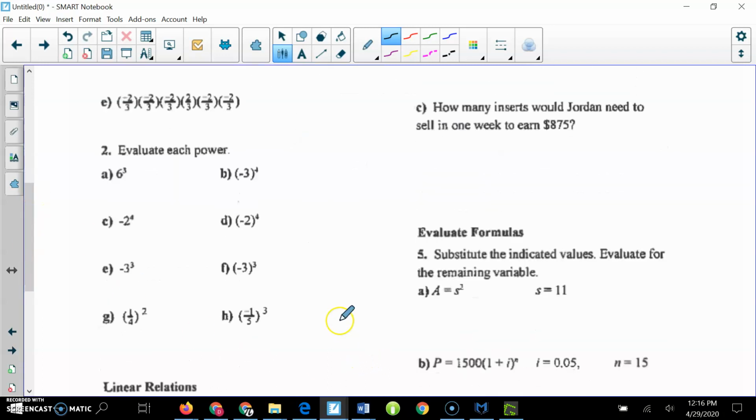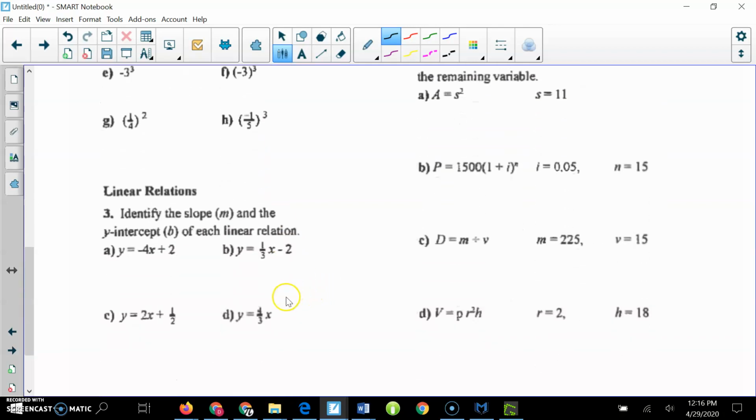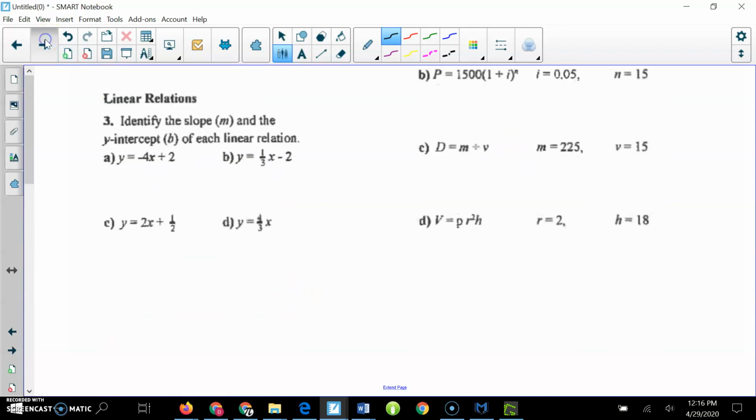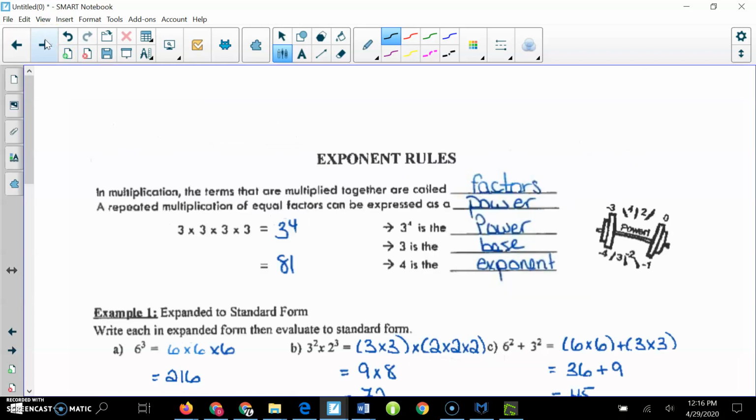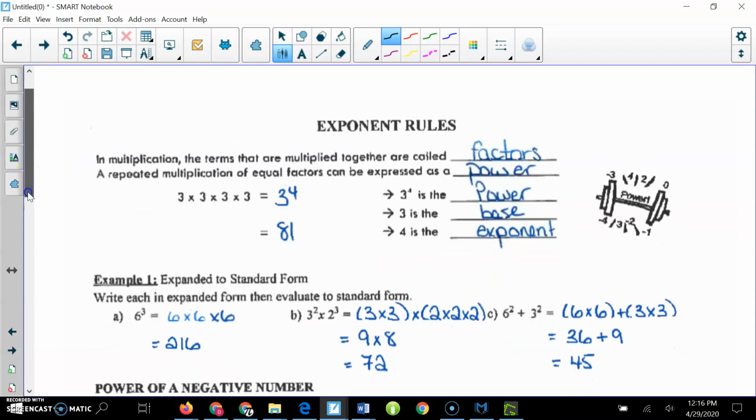We'll talk more about how that works later. Evaluating each power, let's hold off on this because that's kind of what we're going to do next. It's really the next lesson. So the main part here, forget about quadratics. Let's talk about the exponent rules.